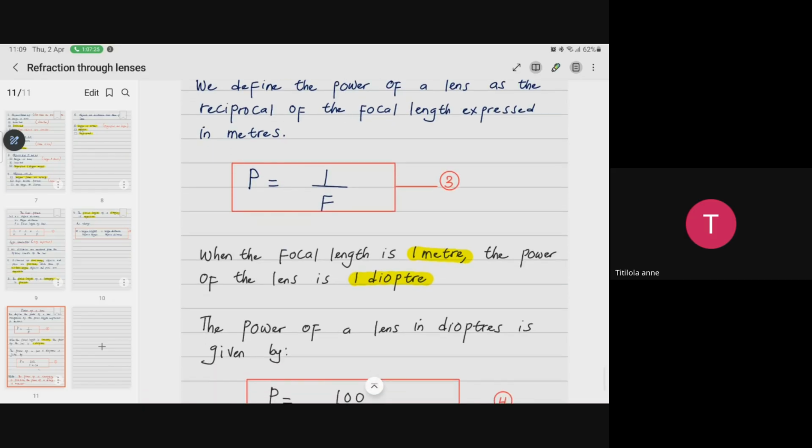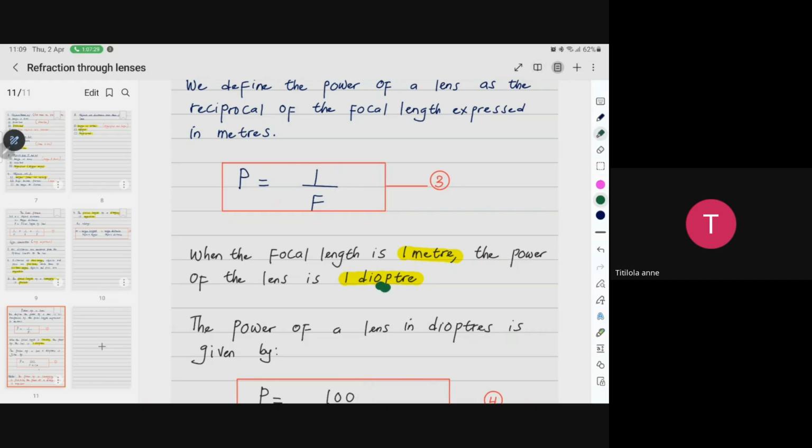So when the focal length is 1 meter, the power of the lens is that unit you can see on the screen. So 1 meter is equal to one of that unit, right? And that unit is not an SI unit anyway. But sometimes they can give you the unit of the lens in terms of this unit. So take note when you sit in an exam that 1 meter is equal to what? One.